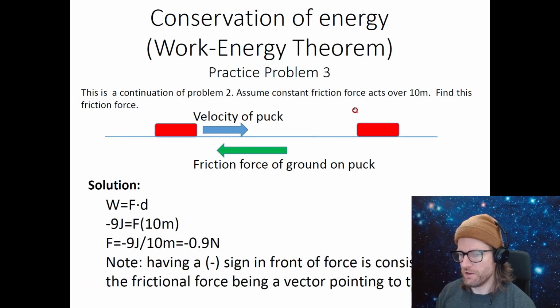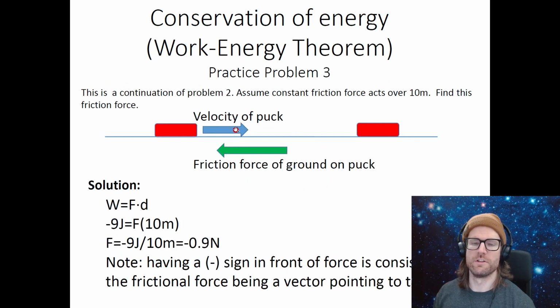Okay, and if we know the force acts over 10 meters, so it says right here, assume the constant friction force acts over 10 meters, we can find the force of friction. So we know the work, we can use the work is equal to force times distance. We know that the work is -9 joules. We don't know the force, that's what we want. Distance is 10. So divide by 10, we get -0.9 newtons. So that's the force of friction. And the negative sign tells us that the friction force is to the left in this picture.